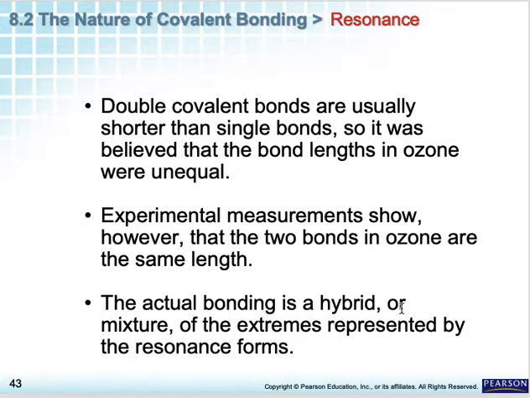Double covalent bonds are usually shorter than single bonds, and so it's believed that the bond lengths in ozone would be unequal if it was flipping back and forth. However, experimental measurements show that the two bonds in ozone are the same length, and so it is a hybrid or a mixture, or both are happening at the same time.